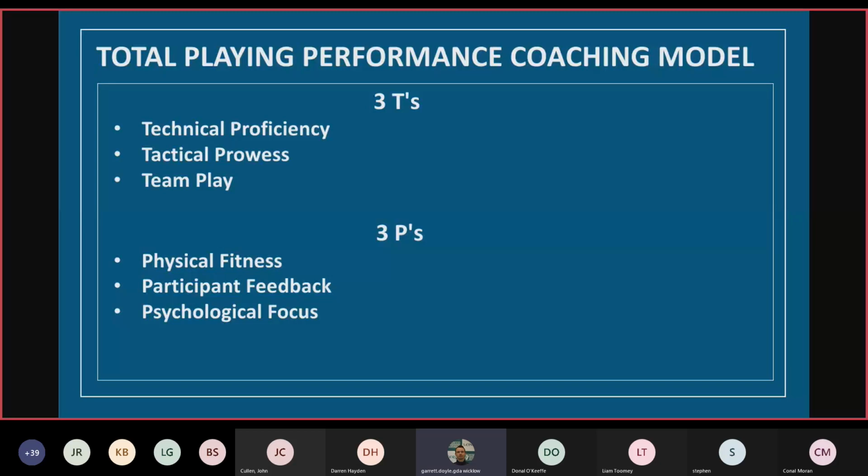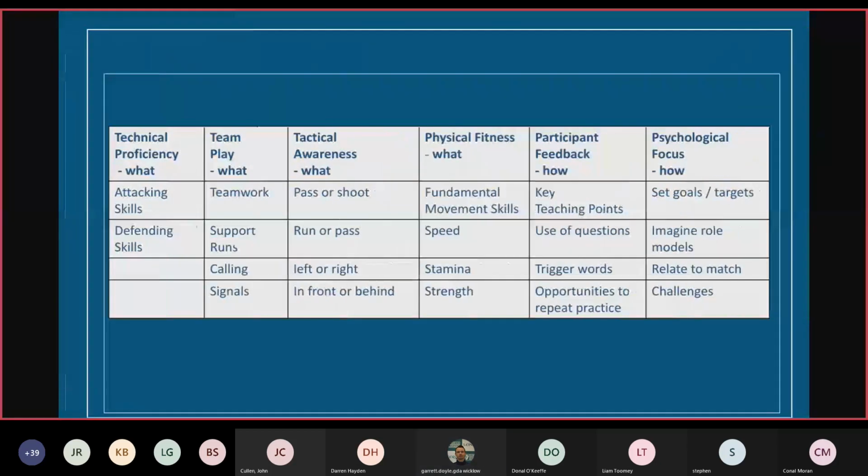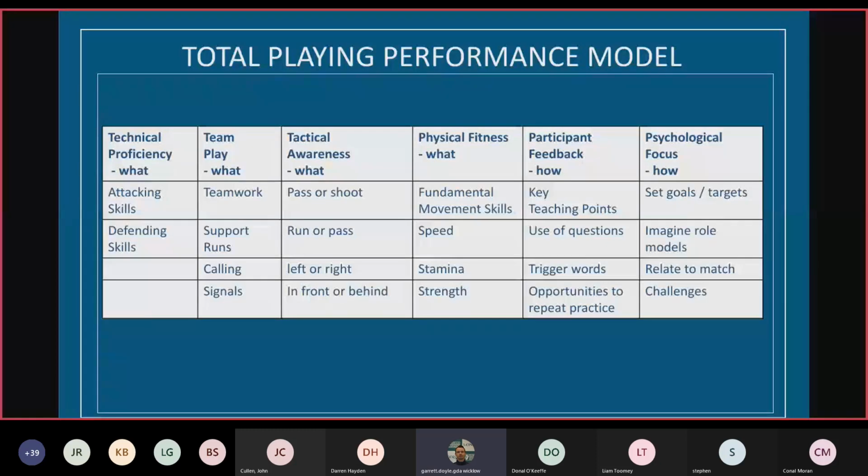All it really does is reorganize the previous two slides of the how to coach and the what to coach into a more easily read structure. It's just here in a table, and we fit in some of the answers from the previous two slides. So technical proficiency is a what, team play is a what, tactical awareness is a what, physical fitness is a what. Participant feedback is now merging over to the how, more the coach part of it, and the psychological focus is also the how. The coach influences all of this, but really must pay attention to the feedback and the focus side of the model.